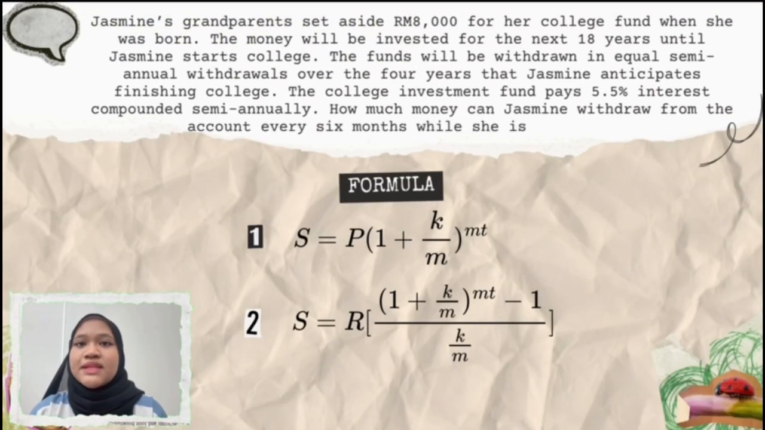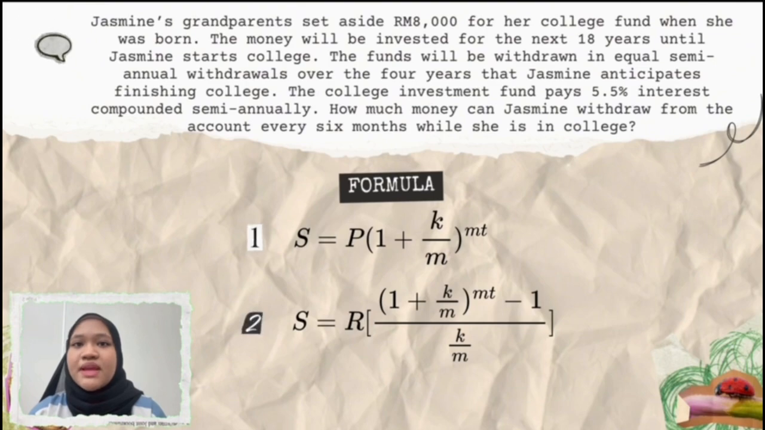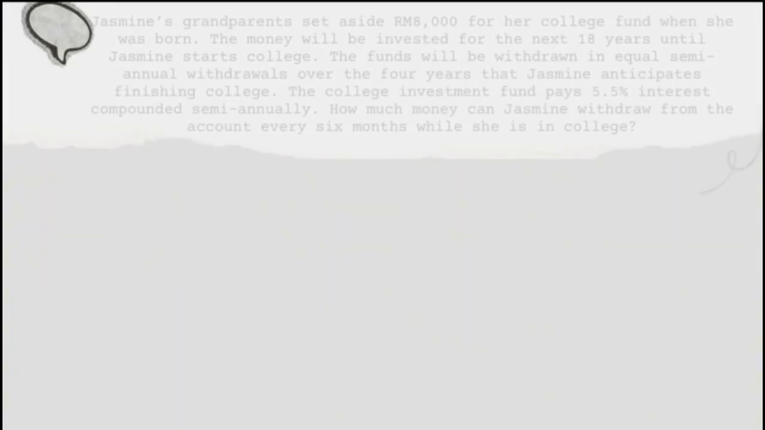Part B, question 1. Jasmine's grandparents set aside 8,000 ringgit for her college fund when she was born. The money will be invested for the next 18 years until Jasmine starts college. The fund will be withdrawn in equal semi-annual withdrawals over the 4 years that Jasmine anticipates finishing college. The college investment fund pays 5.5% interest compounded semi-annually. How much money can Jasmine withdraw from the account every 6 months while she is in college?